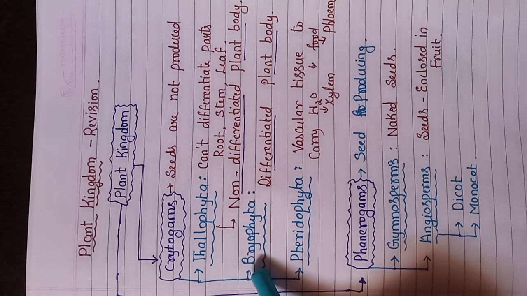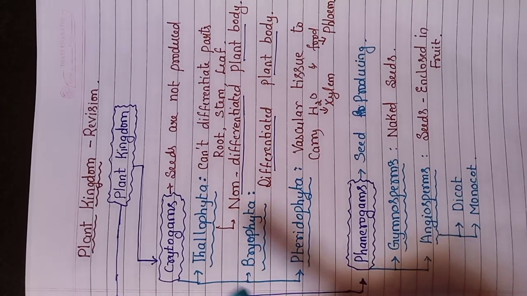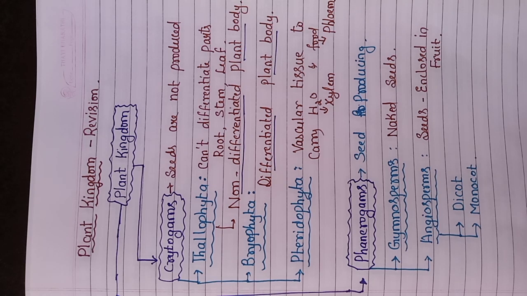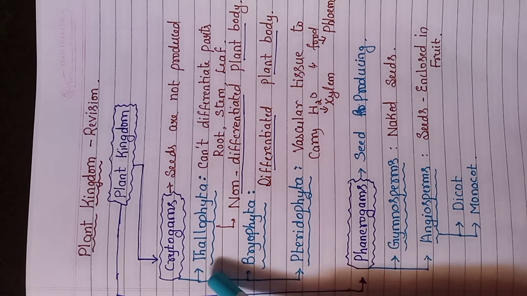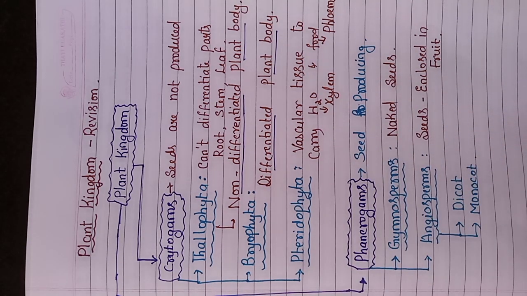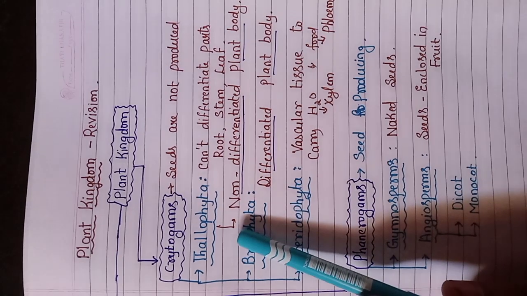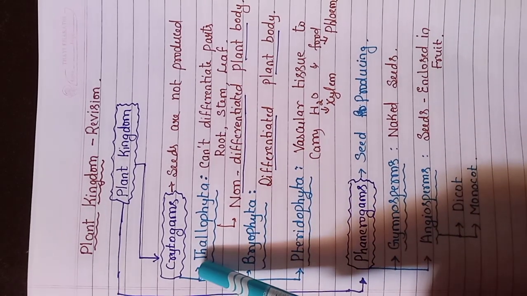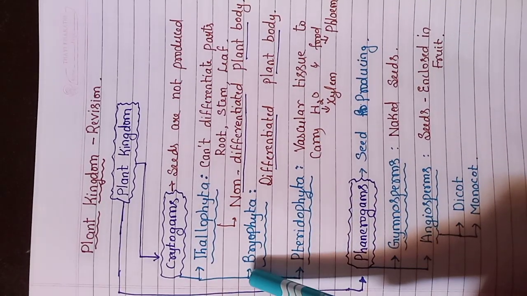Now, Thallophyta means here you cannot differentiate the plants. Usually when we see plants, we are able to differentiate root, stem and leaf. Whereas in Thallophyta, we cannot differentiate any plant part. That's why they are considered as non-differentiated plant body. For example, algae. Now thallophytes evolved into bryophytes.